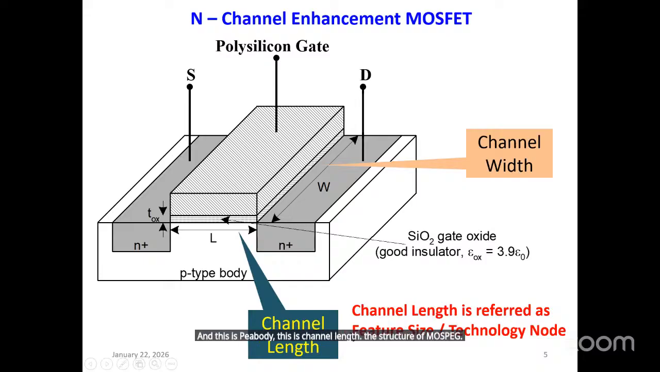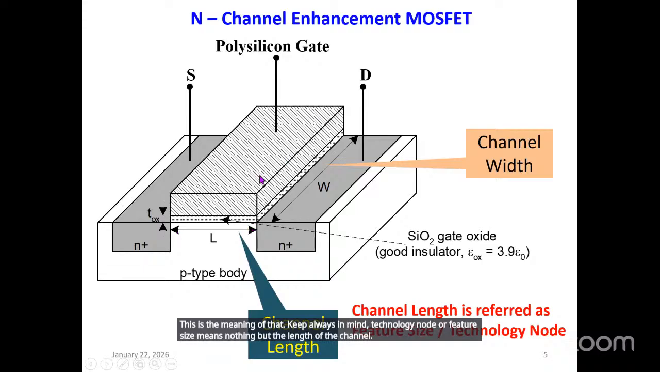Channel length itself is referred to as feature size or technology node. Many people call it only technology, or only feature size, or only feature, or the current technology trend. These are all synonyms of each other. When somebody says the node is, say, 4 nanometer, it means the transistor has a channel length of approximately 4 nanometer. Keep always in mind, technology node or feature size means nothing but the length of the channel.